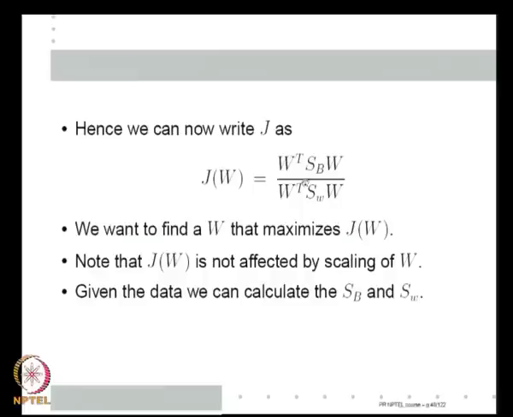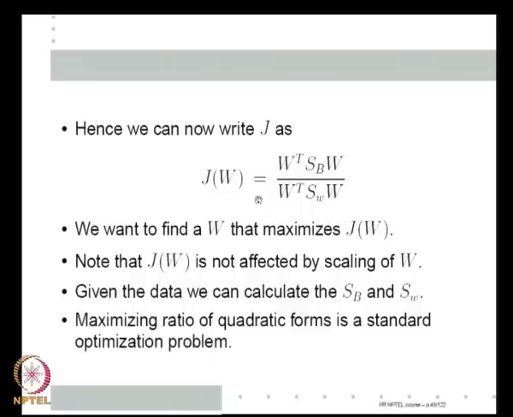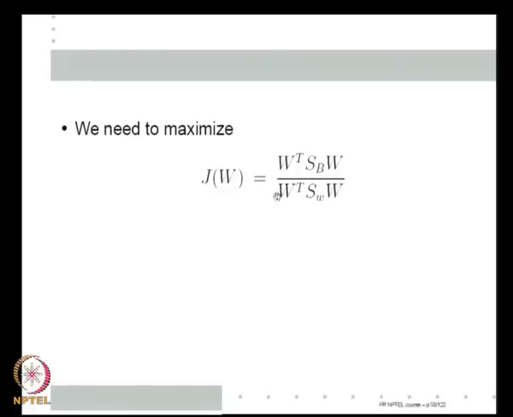And it is easy enough to calculate. Given the data, I know how to calculate SB, I know how to calculate SW. So, I can calculate both the matrices, and hence given any W, I can calculate J of W. And in addition, this is a very nice optimization problem. Essentially, given two matrices SB and SW, you want to find a vector W which maximizes the ratio of quadratic forms. Maximizing a ratio of quadratic forms is a very standard optimization problem, and we can generally solve it easily enough. So, let us see how to do that.